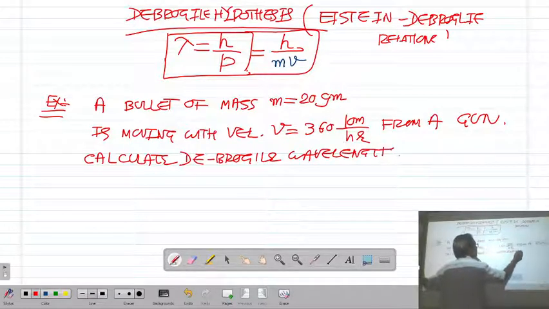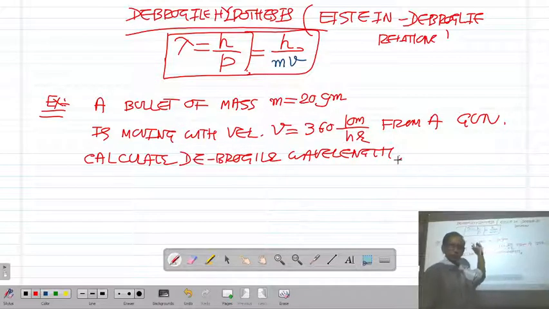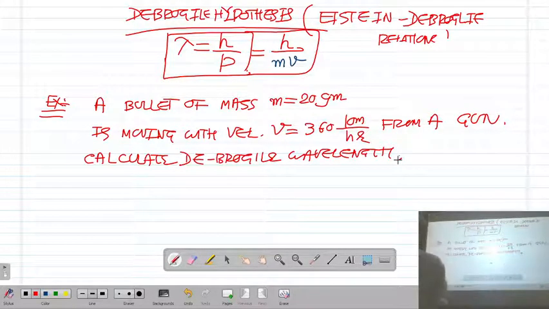So you are given that a bullet is fired from the gun. A bullet of mass m is equal to 20 gram is fired from the gun with velocity v is equal to 360 km per hour. What is the de Broglie wavelength of the wave associated with the bullet?